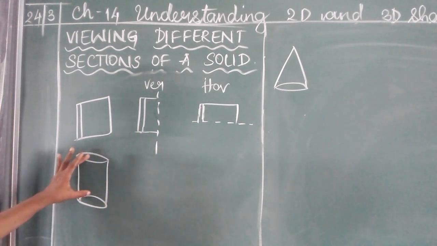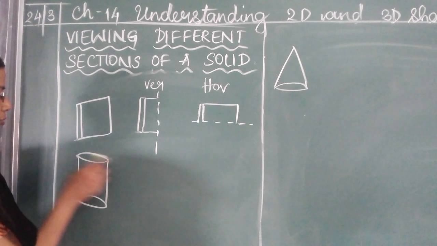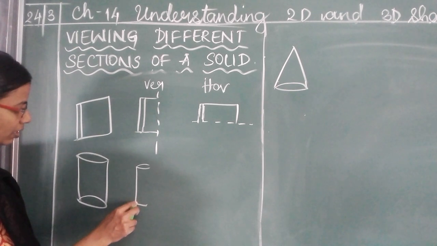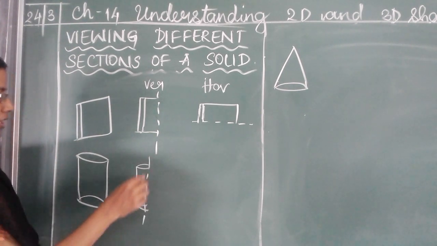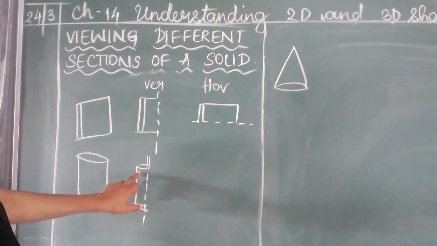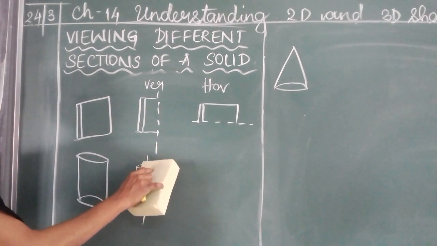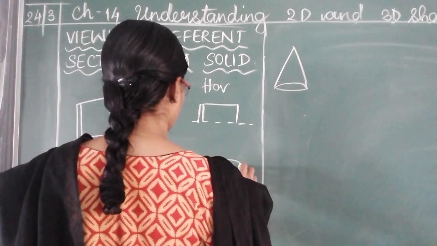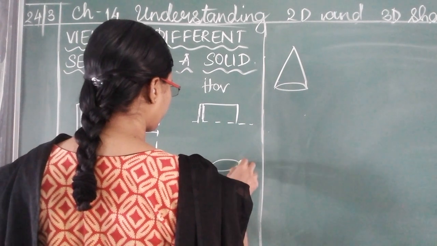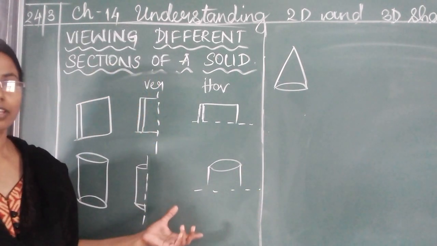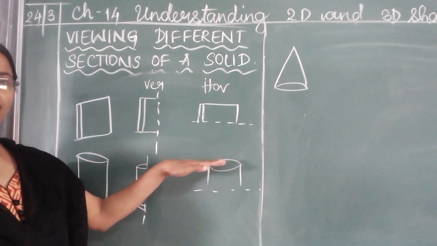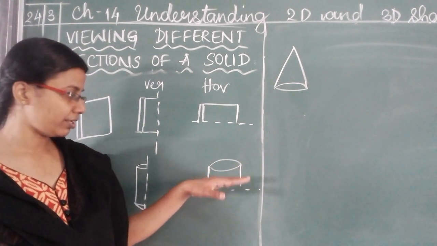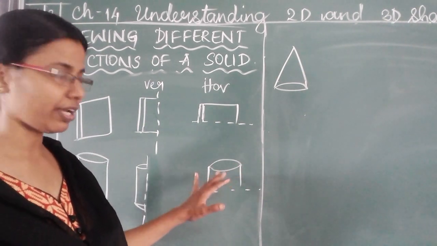Okay. Now let us look at this. This is a cylindrical shape and when you make a vertical cut, this is the way you are going to get it, and when you make a horizontal cut, you are going to get a shape like this. Yes or no? If you cut it several times, you are going to slice it several times, then you are going to get circles over this side. Horizontal cut, you are going to get circles.